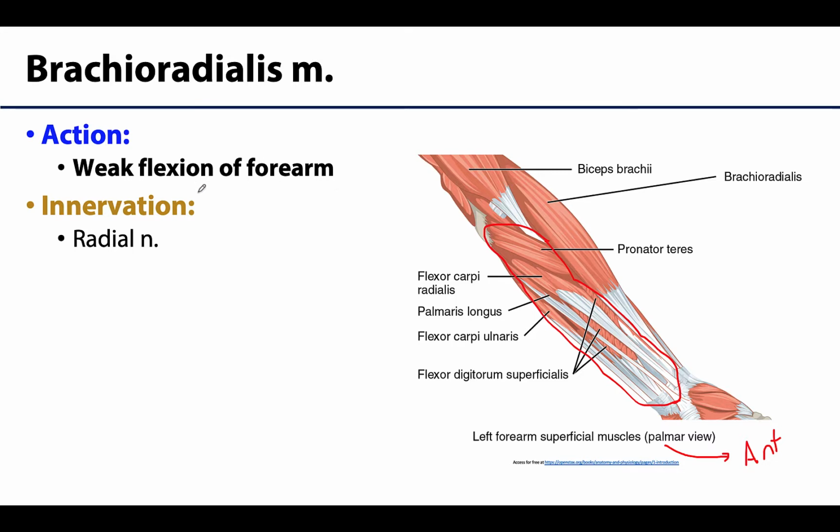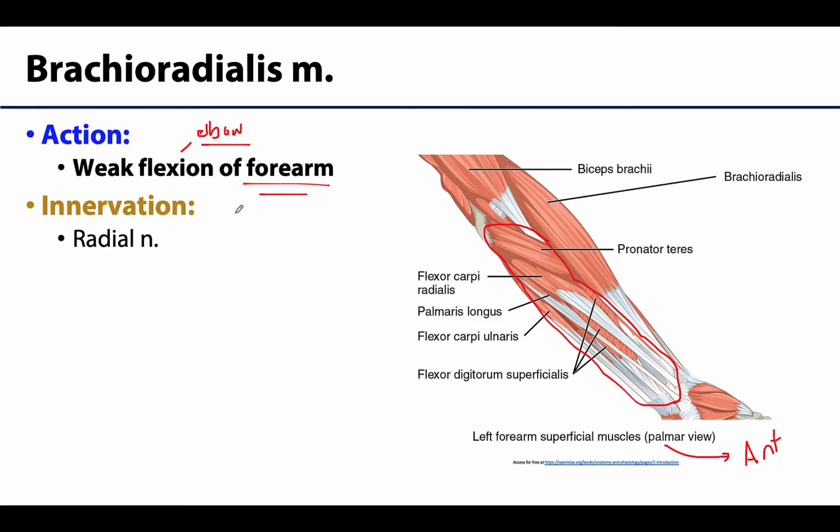It is unique in the fact that it is going to cross over the elbow joint, and it will not extend to the wrist joint. So its main actions are going to be associated with the elbow, to weak flexion of the elbow. So it would be flexing the forearm as well. It kind of plays a role in terms of that intermediate position.